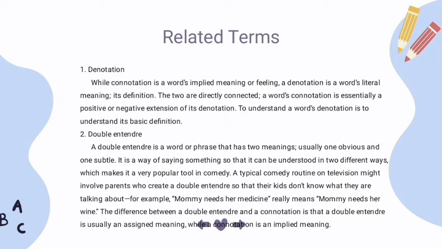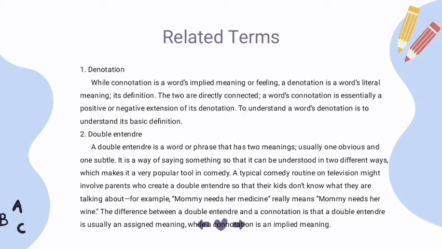To understand a word's denotation is to understand its basic definition. Number 2. Double entendre. A double entendre is a word or phrase that has two meanings, usually one obvious and one subtle. It is a way of saying something so that it can be understood in two different ways, which makes it a very popular tool in comedy.